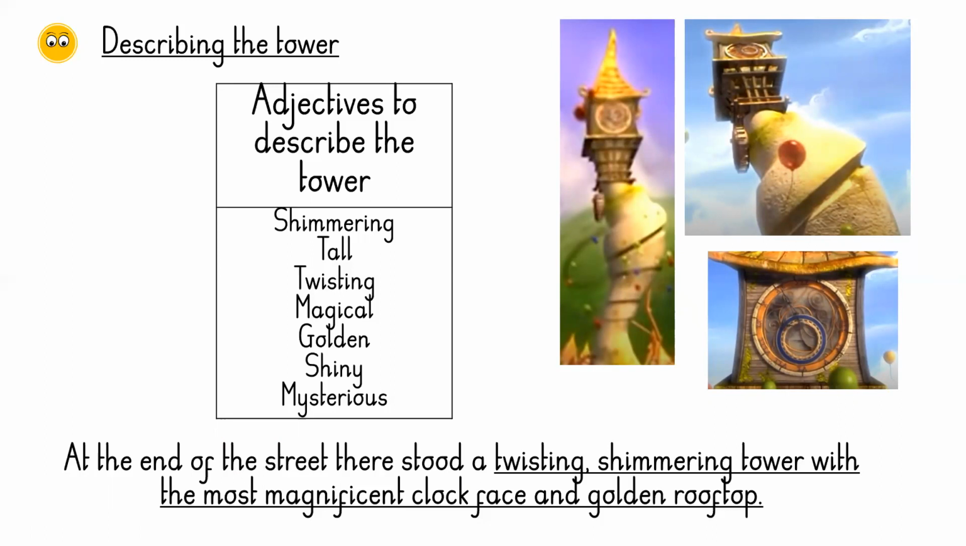Shimmering, tall, twisting, magical, golden, shiny, mysterious. Okay, those are some of the words I can think of. I'm sure you can think of some much better ones and use them in your writing, but you're going to think of all the adjectives you can think just to describe that tower. Okay, and then you're going to turn it into a noun phrase describing the tower. Now, it could be a simple noun phrase with just some adjectives, or it can be an expanded one where you've given me more information as well.